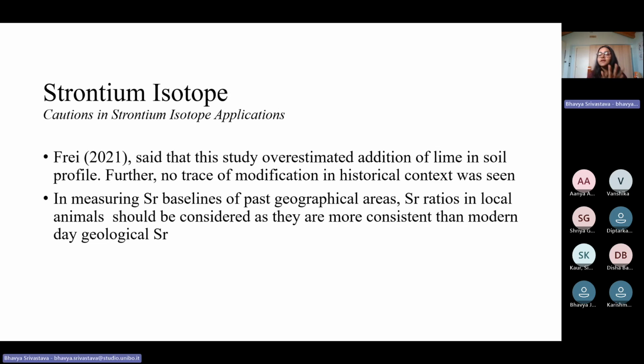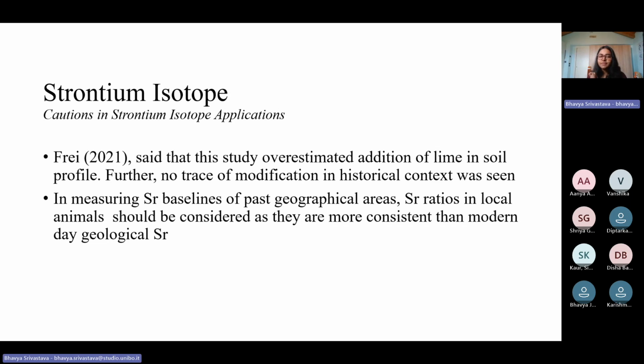However, again, in 2021, Fry criticized the last study, saying that the researchers earlier did overestimate the addition of lime in the soil profile. And even if the leaching of soil has occurred for the last 5 years, it cannot show a number of modifications in the historical context because, as you know, bedrock and the lower soil profiles formed way back in time. And so causing changes to these older rock profiles is going to be difficult.